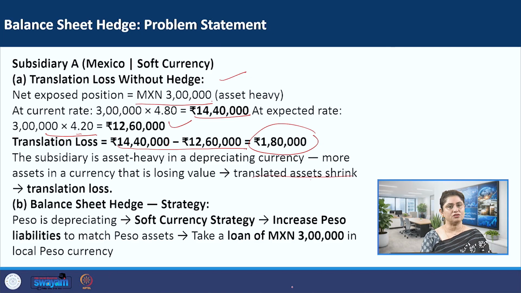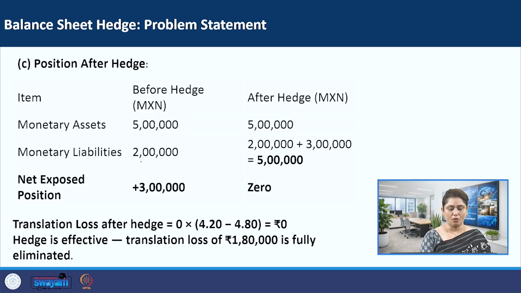So, what is going to be the strategy? Since the peso is a depreciating currency, we are going to use a soft currency strategy, and we will increase the peso liabilities to match the peso assets. We will take a loan of Mexican peso 3 lakh in local peso currency. When we do this, our monetary liability will increase to 5 lakh, and hence the net exposed position is going to be 0.